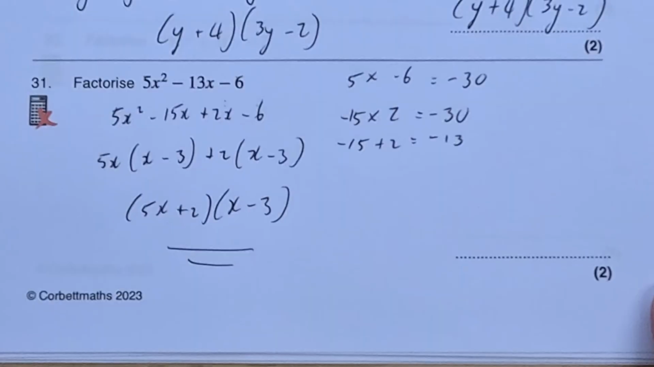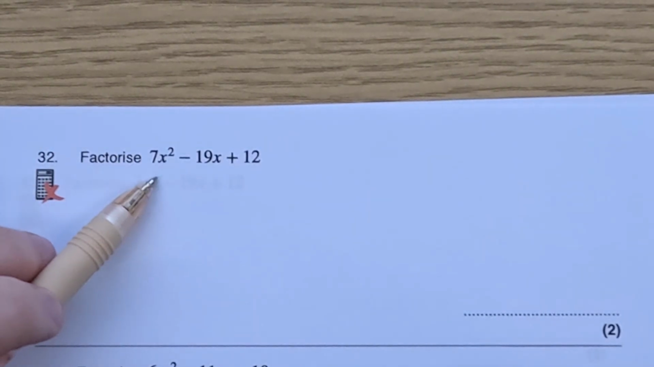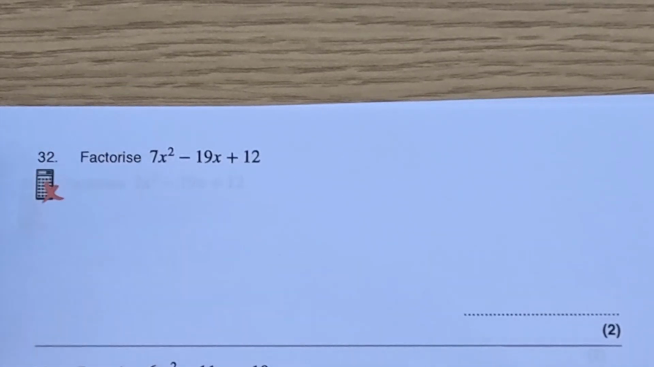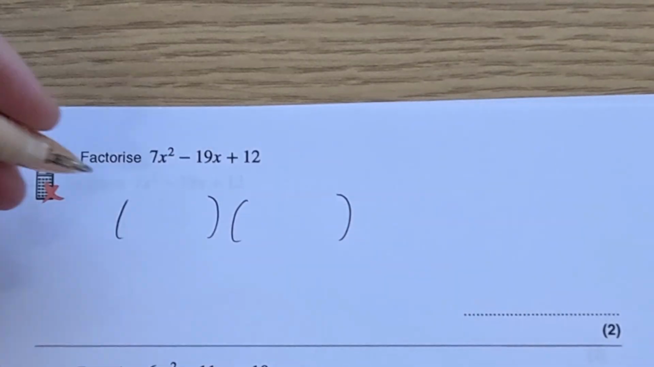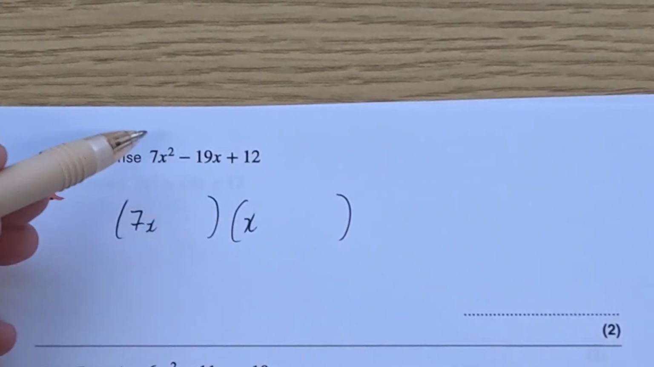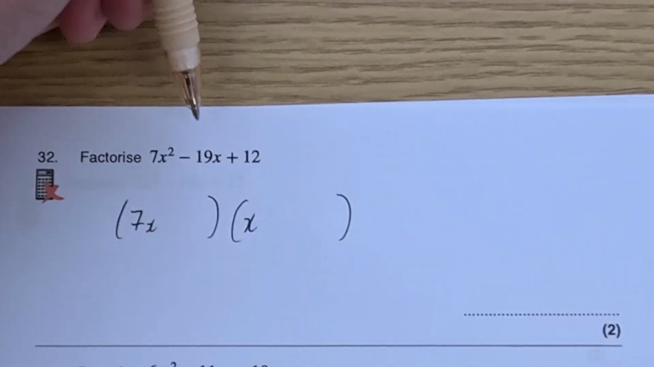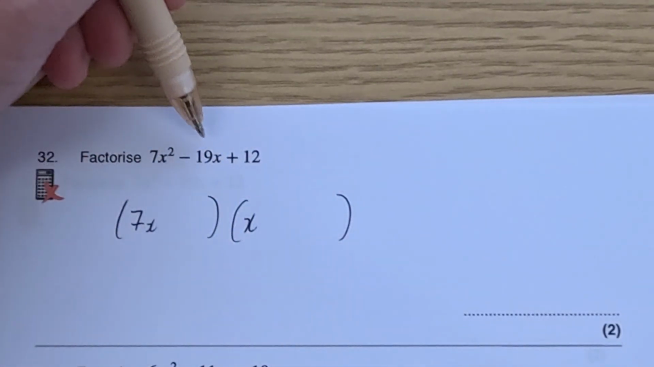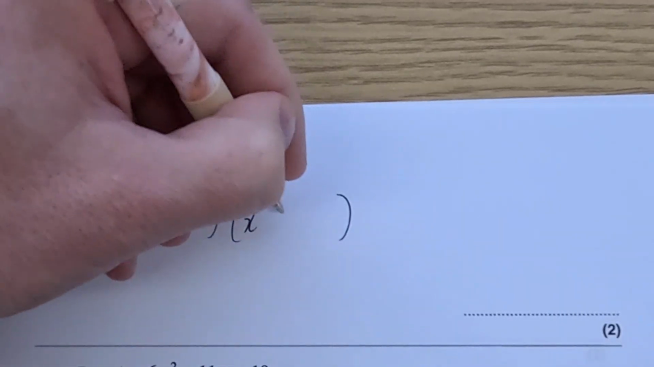Okay, let's look at our next question, question number 32. We've been asked to factorise 7x squared minus 19x plus 12. So I'm going to use inspection to begin with, so bracket, bracket. It's quite nice because we can just choose 7x and x, they would times together to be 7x squared. Now we want to find two numbers that times together to be 12, and then whenever we put them in the brackets we get minus 19x. Because that's minus, they're both going to be negative numbers, so minus and a minus.